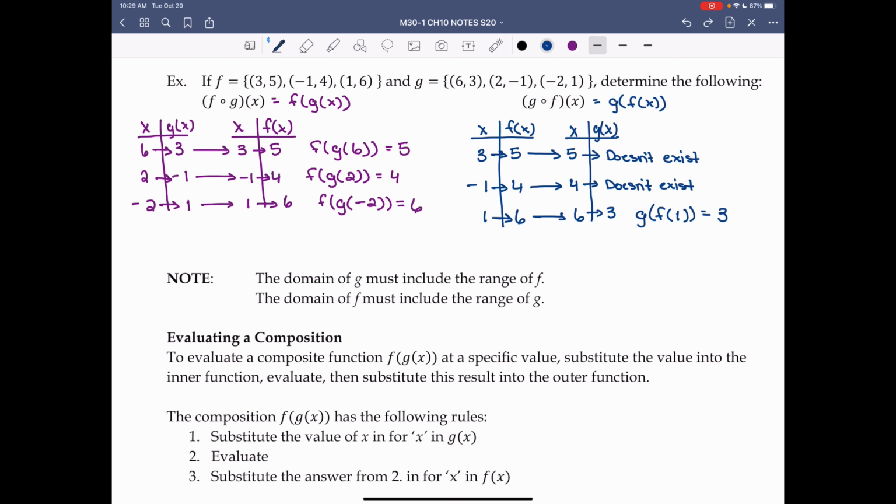So this is for g of f of x. And then the domain of f must include the range of g. So here we have the domain of f was 3, -1, 1, and that is the range of g, -1, 3, and 1. So since the domain of f of x is the same as the range of g of x, then each of our points will have a value for f of g of x.